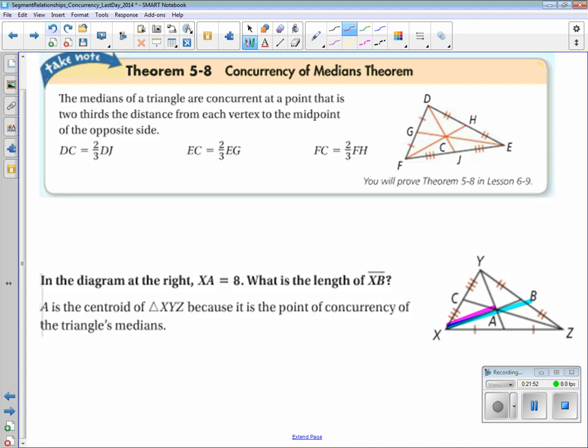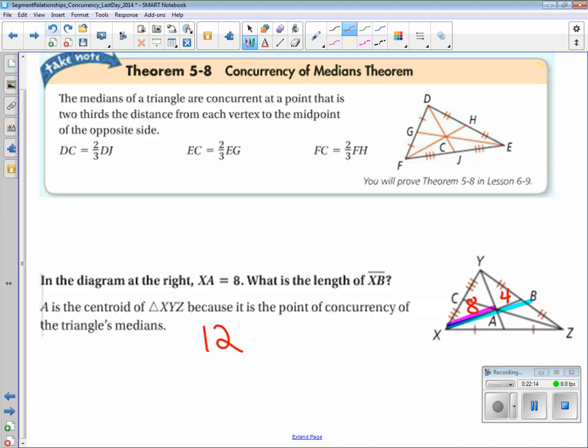4. Because if this is 8, doesn't that have to be 4? One's twice as long as the other. So what's the length of XB going to be then? 12. It's that easy. 2/3 is twice as 1/3. Twice as long, because 8 is twice as long as 4.